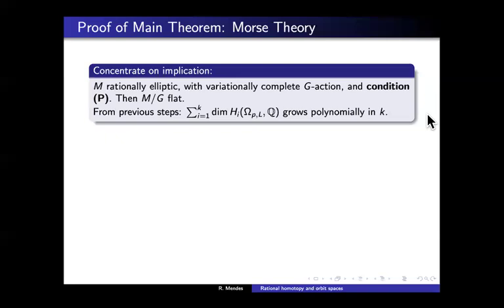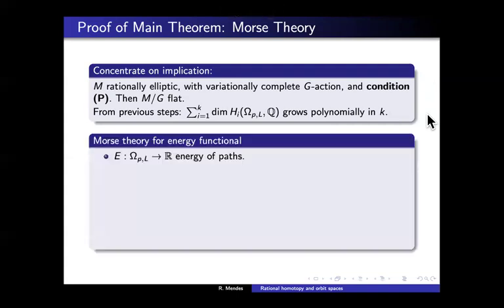And also let me record here what we just got from the previous slide, which is that the Betti numbers of this omega PL space, this space of paths from P to L, grow polynomially in k. All right. So what we're going to use here is Morse theory, right? So far we only used purely topological results, and we got some information about the topology of omega PL, but there's another path to get information about this space, and that is to look at the energy functional. So we're going to call the energy function E.